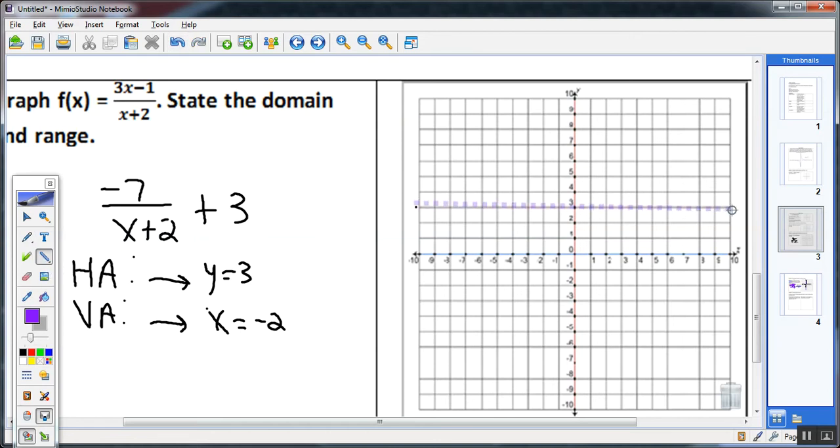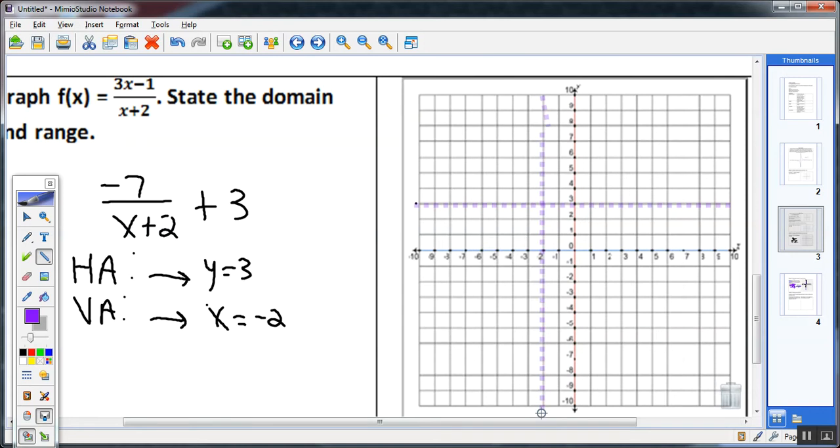Okay, so I've got that. And then what was my vertical, kids? -2. I messed that up a little bit. You guys okay with that? Okay. Belle, I'm coming back to you. Quadrants 1 and 3 or 2 and 4? Negative, right? 2 and 4.